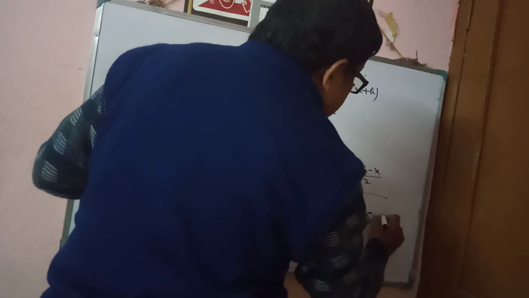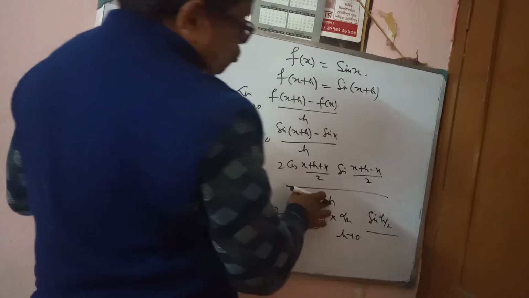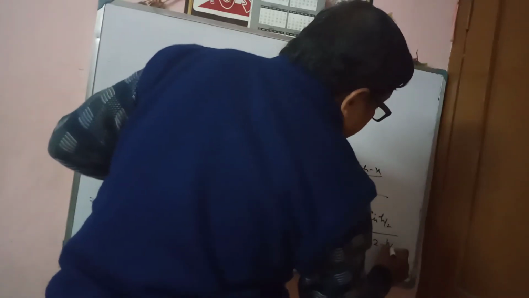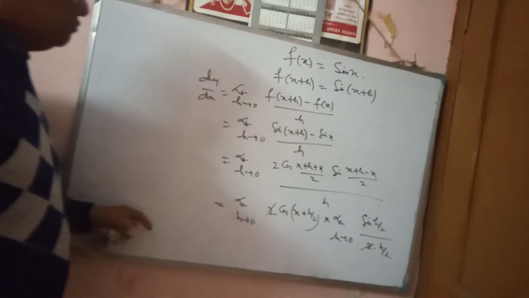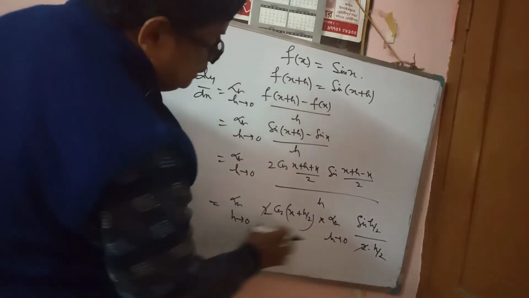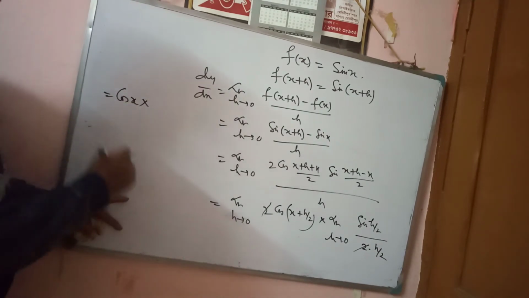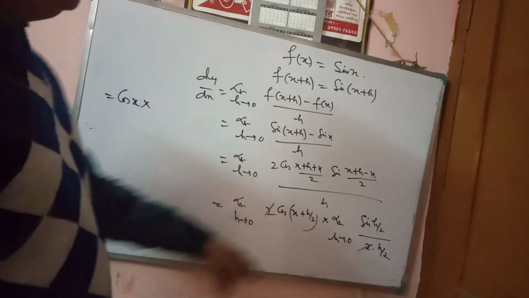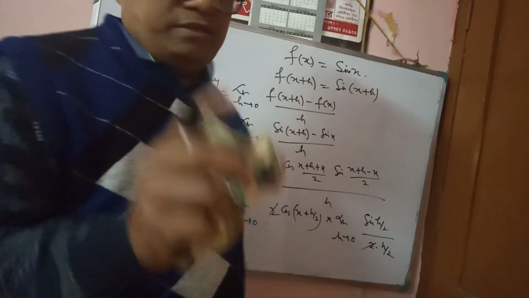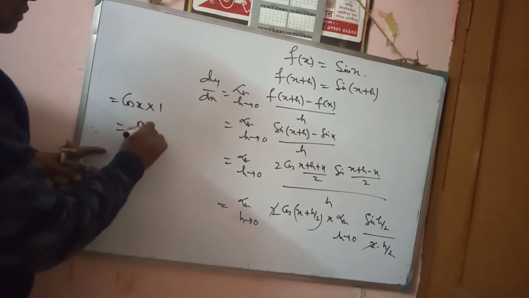Here sin h by 2 by h is given. So you can write 2 into h by 2, so this 2 and this 2 cancel. Just put h equal to 0 here, so it will be cos x into limit h tends to 0 of sin(h/2) by (h/2), which, as all of you know, is 1. So cos x into 1 equals cos x.